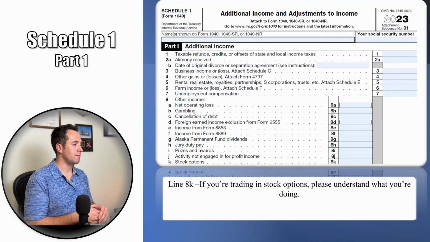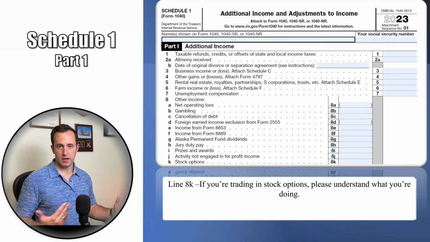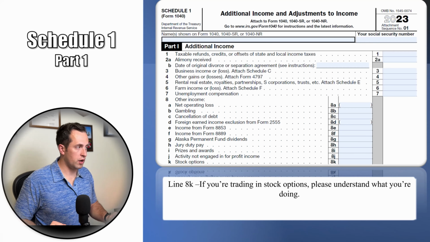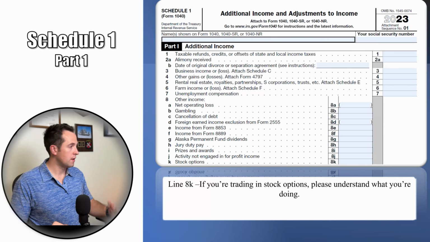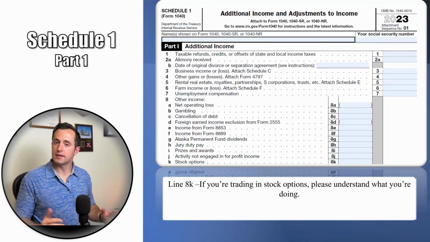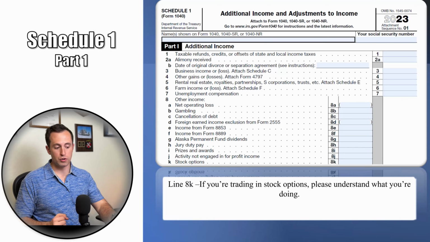Now, next up is going to be 8K. Basically, if you're trading stock options, that information is going to go here, whether it is a profit or a loss. Now, please, if you're doing that, it is highly risky, high risk, high reward. Please know what you're doing.